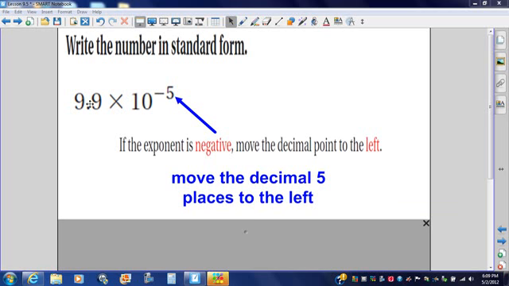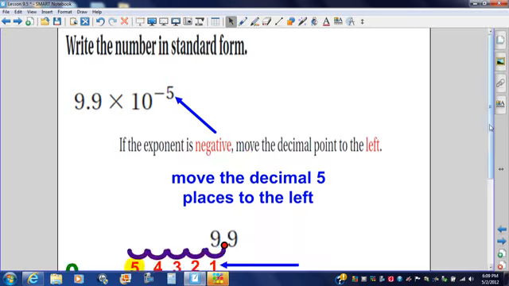Second example I would like you to write in your notes. Please write 9.9 times 10 to the negative 5th power. This is scientific notation. We are going to write our answer in standard form. So, same thing as the last problem. I notice that I have a negative exponent. So I'm going to move the decimal point to the left. More specifically, I'm going to move 5 places to the left because my exponent is a negative 5. Move the decimal 5 places to the left.